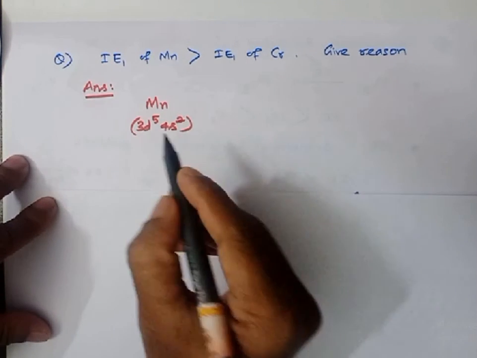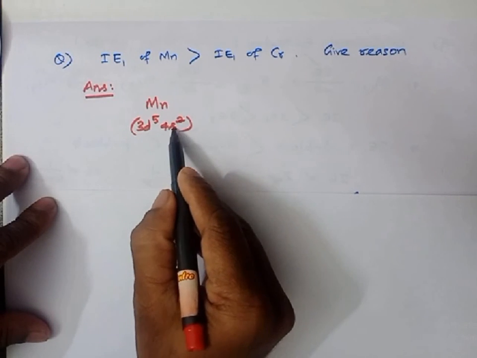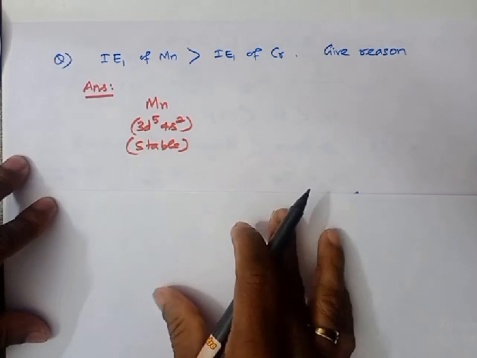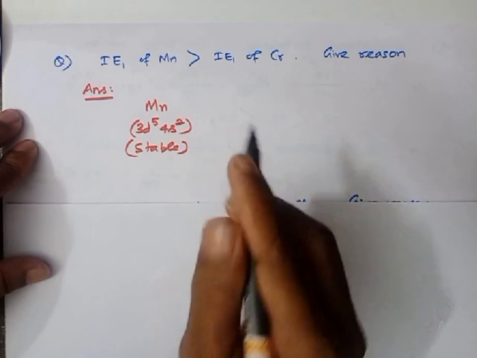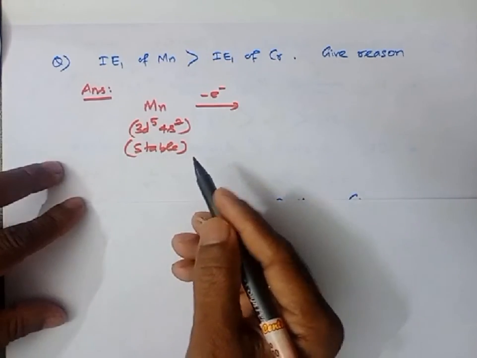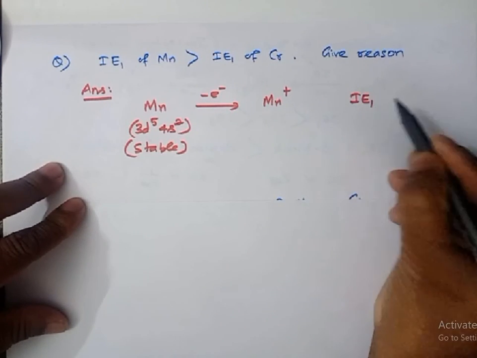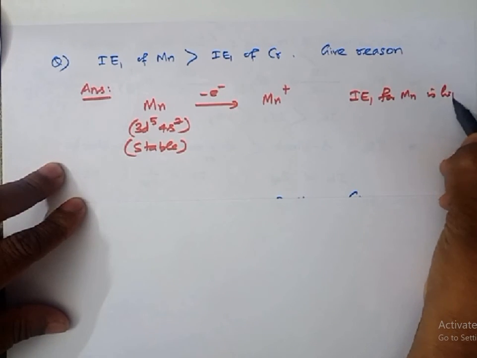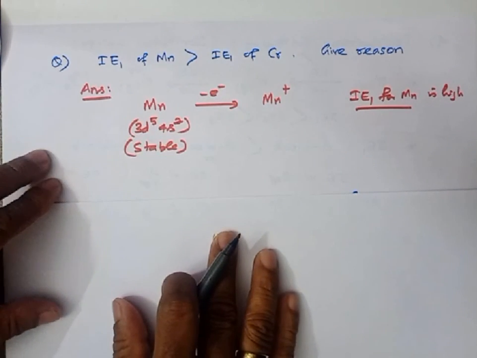3d5 4s2. Listen, student, d5 is half filled, s2 is fully filled, so it is a stable configuration. It is a highly stable configuration. Clear? To remove one electron from this, you require more energy. So the first ionization energy for manganese is high. Why is it high? Because the manganese atom is highly stable. It has a very stable configuration.